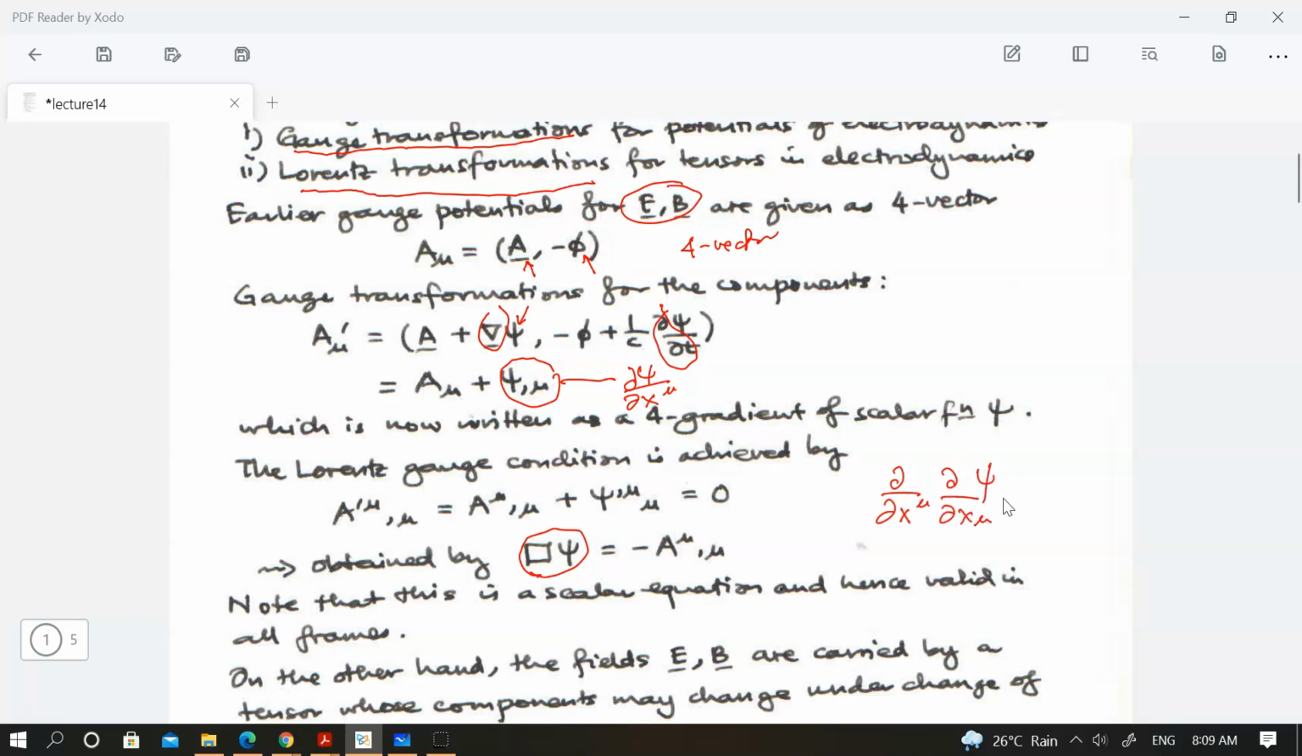If you remember, you can write a wave equation for this. That wave equation is given by that, and if you make this, which corresponds to this, the negative of the other, then you have the Lorentz gauge condition. So let's check.